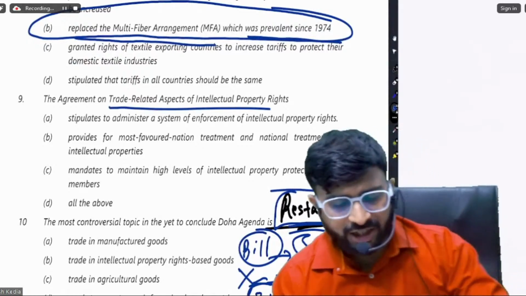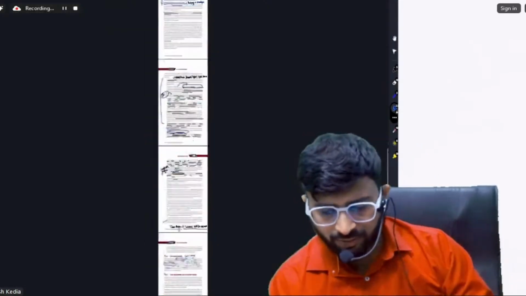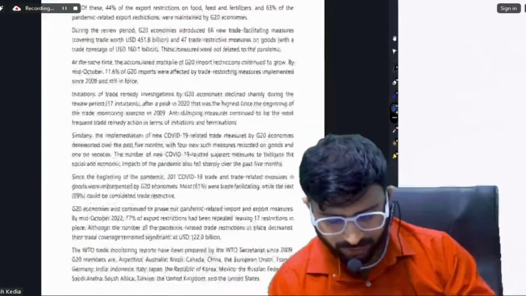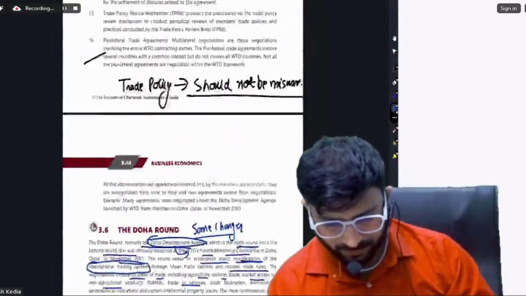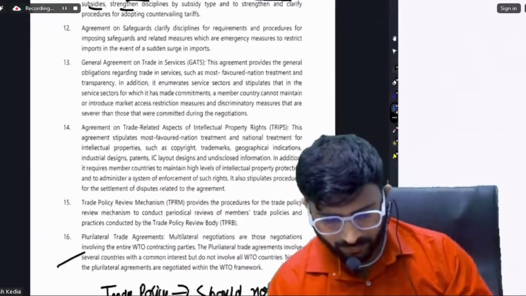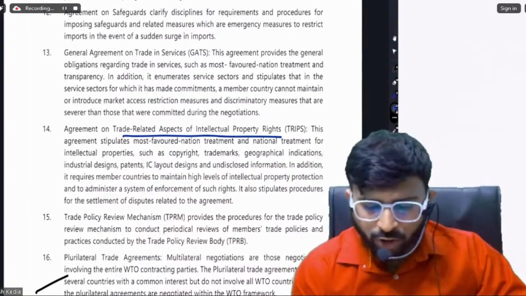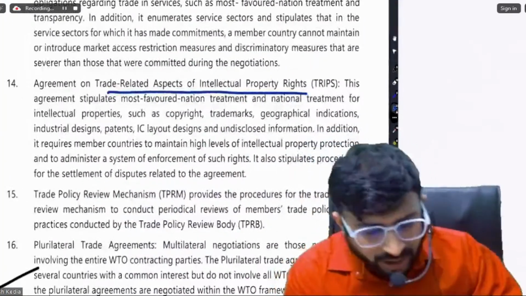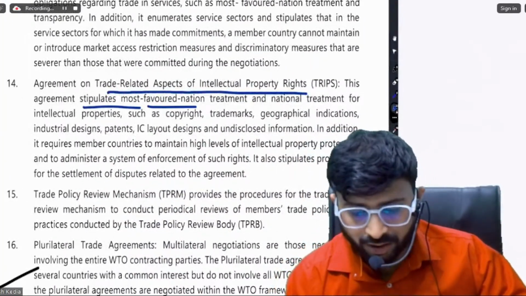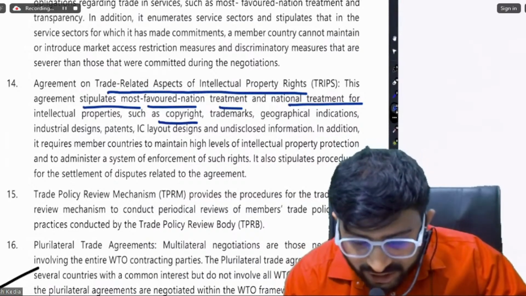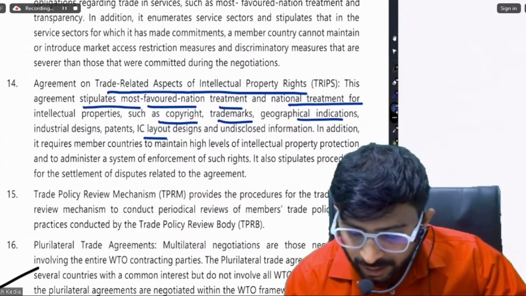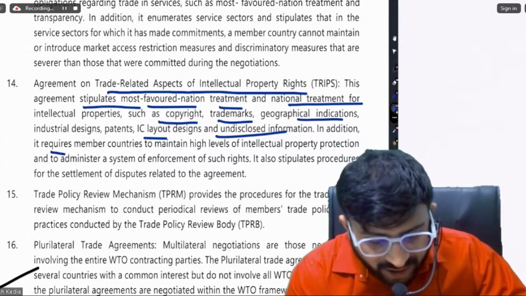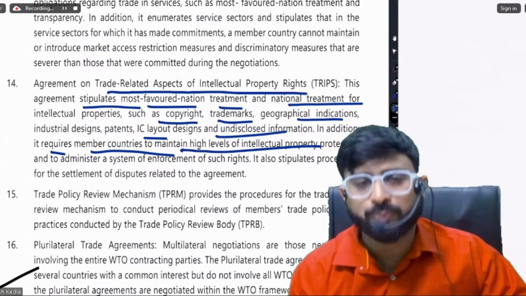Then we have the trade related aspects agreement. See, here we will discuss it. Here it is. Agreement on trade related aspects. This agreement stipulates most favored nation treatment and national treatment, such as copyright, trademarks, etc., and undisclosed information. In addition, it requires member countries to maintain a high level of protection.